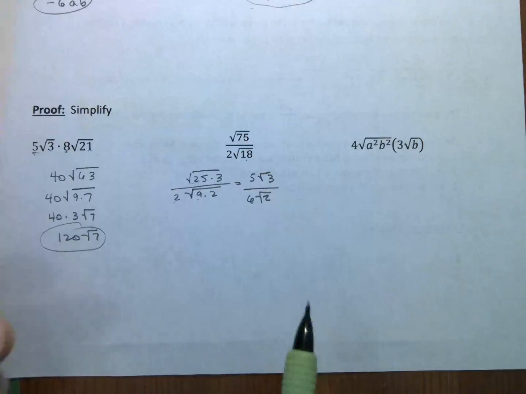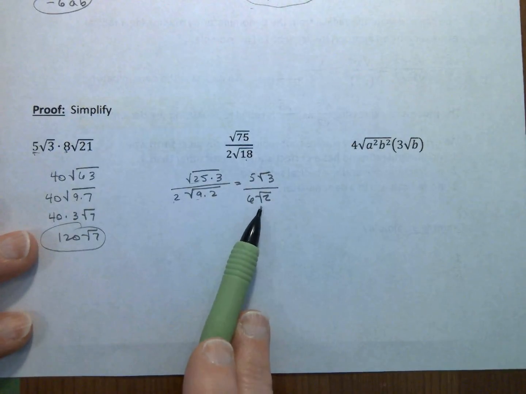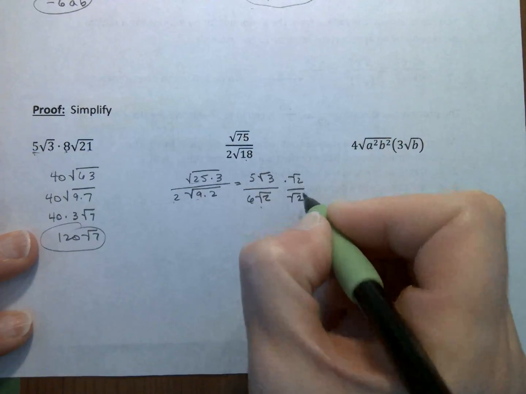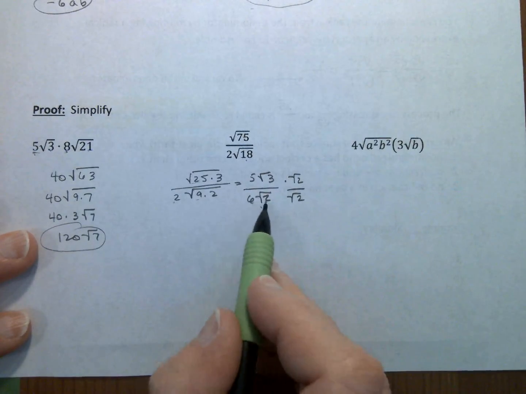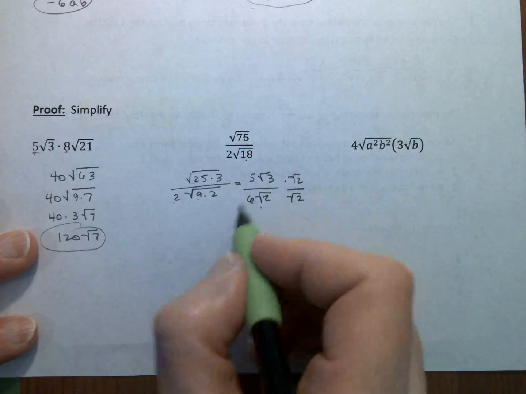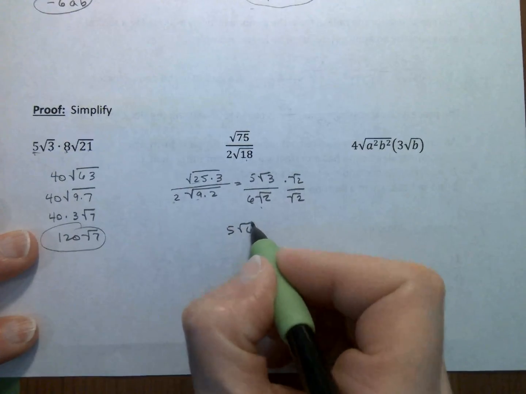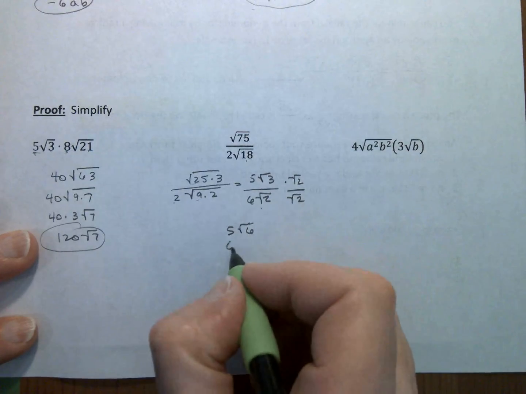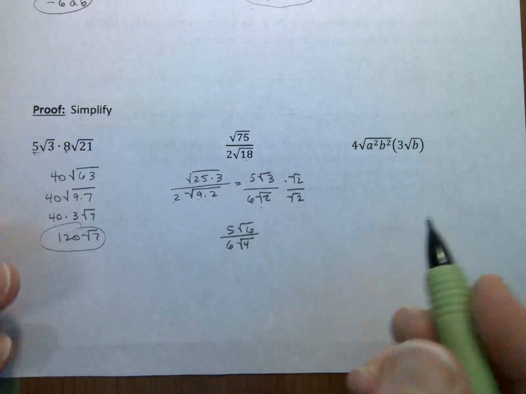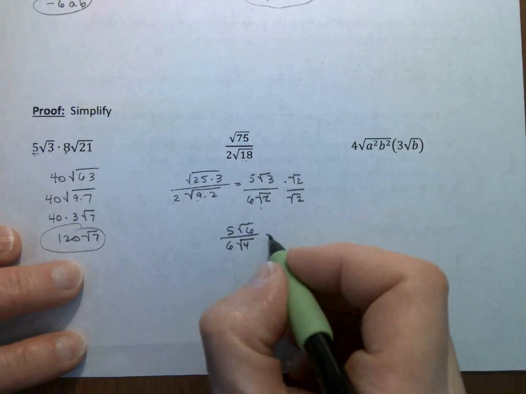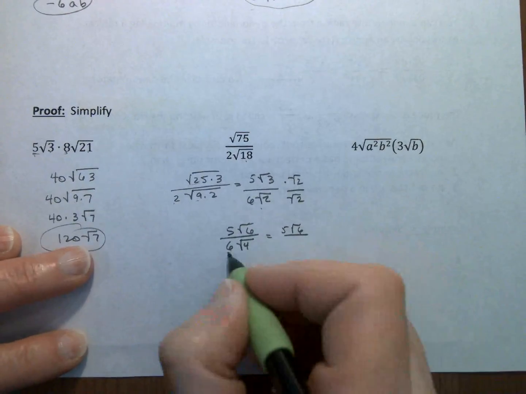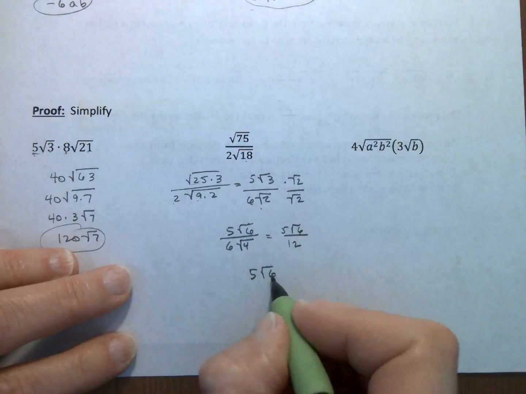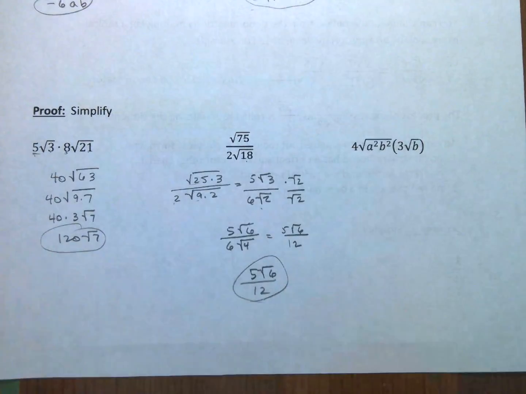So that looks pretty simplified, except I have this radical in the denominator, which I'm not allowed to have. So I'm going to multiply the top and the bottom by just square root of 2. I don't need to worry about the 6, just the square root of 2. So that's going to give me 5 square root of 6 on top, because square root of 3 times square root of 2 is square root of 6. Here it's going to give me 6 square root of 4. Square root of 4 is 2. So I have 5 square root of 6 over 6 times 2, which is 12. So 5 square root of 6 over 12 is going to be my final answer there.